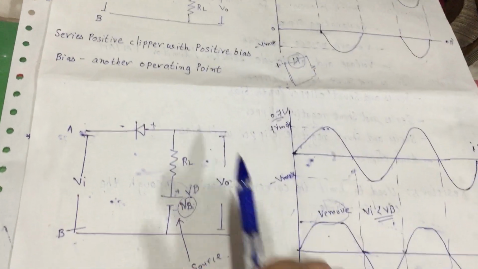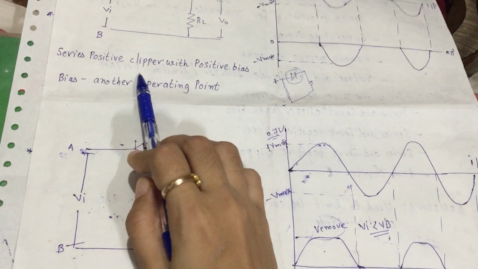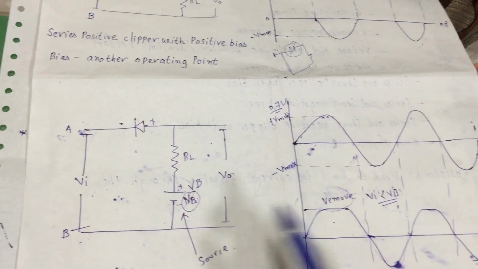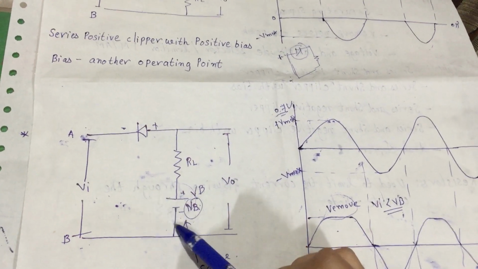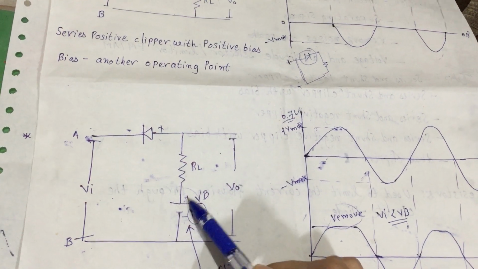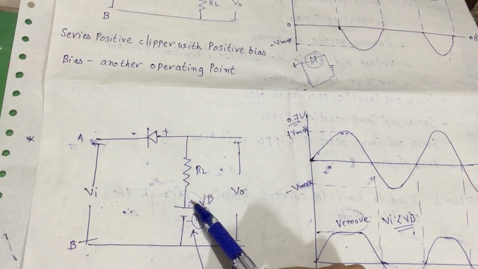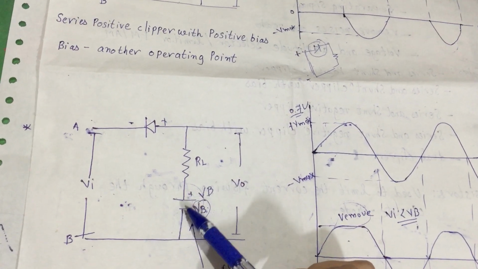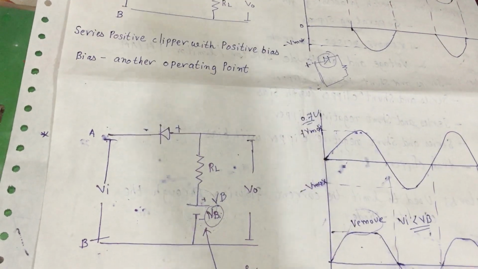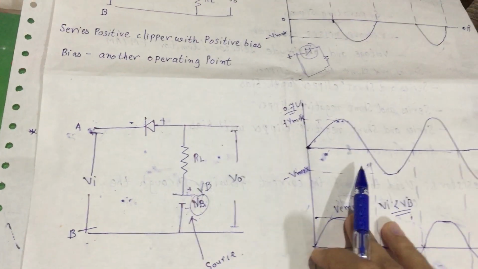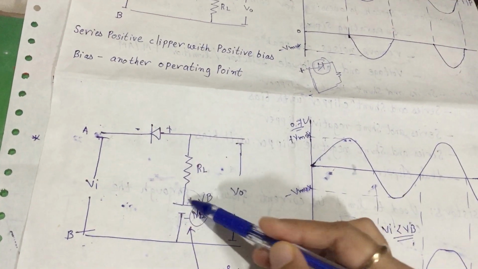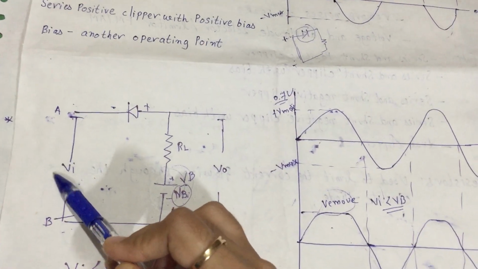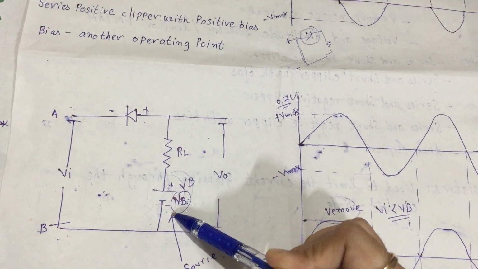Now we see the series positive clipper with positive bias. Positive bias means we use the battery as it is, positive and negative, without switching the terminals: first positive and then negative. That's why it's called positive bias. Bias means we are using another source. One source is connected in AC, and the other source is this battery.